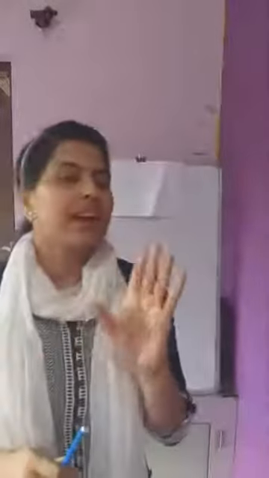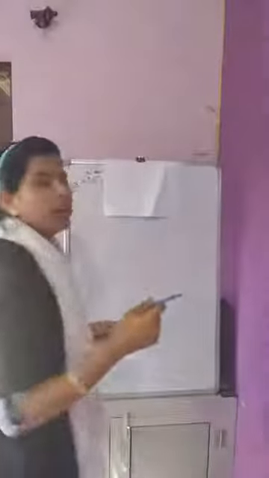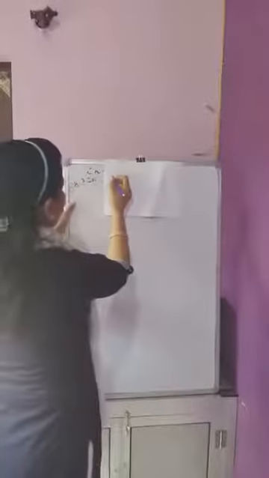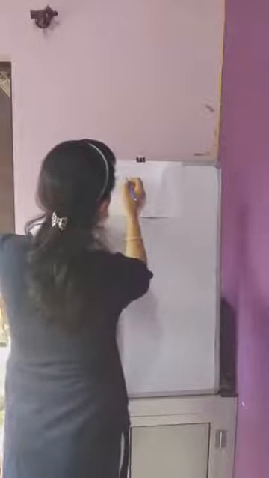Now the 3 P's are clear: period, place and place value. So children, one example I'll solve here to make this concept clear to all of you.